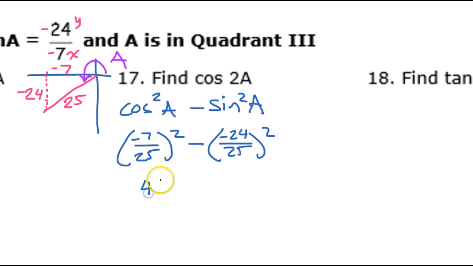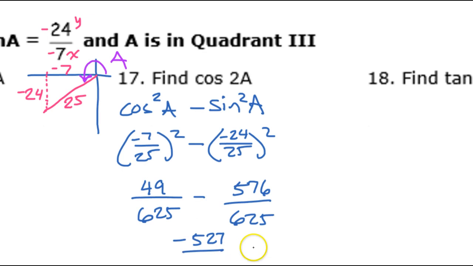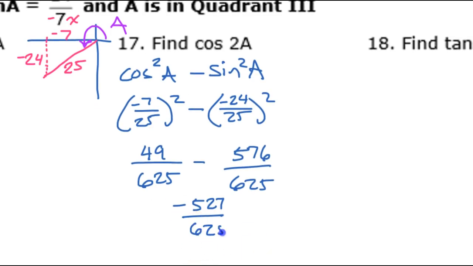So that's going to give us 49 over 625 minus, let's see, 24 squared. That turns out to be 576, okay, over 625. 49 minus 576, that's going to be negative 527 over 625. So unless that reduces, then that's going to be the final answer. I'm just going to double check real quick. That does not reduce, so that will be the final answer.